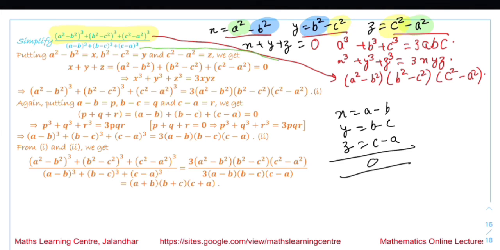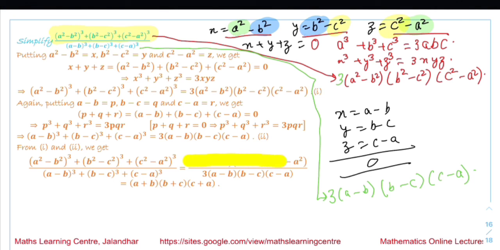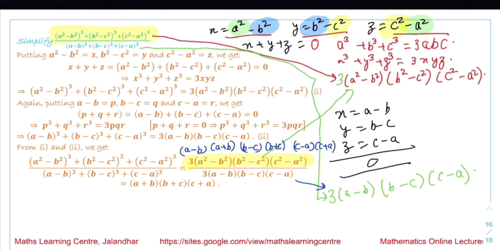So again we apply the same formula, and we see that the denominator will become 3 times a minus b into b minus c into c minus a. So our expression will come in this form, that it is 3 times a minus b into b minus c into c minus a in the denominator. Now in the numerator part, it is a minus b into a plus b, then it is b minus c into b plus c, and this is c minus a into c plus a.